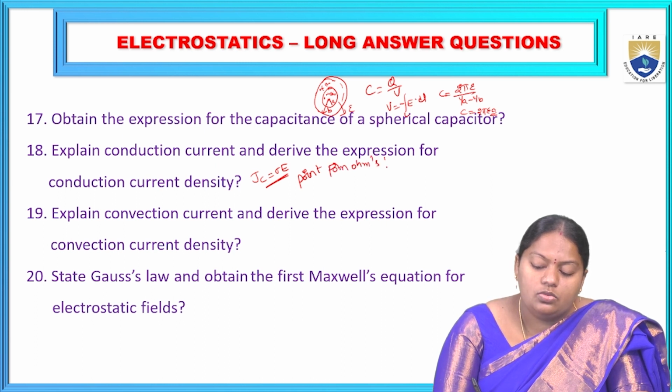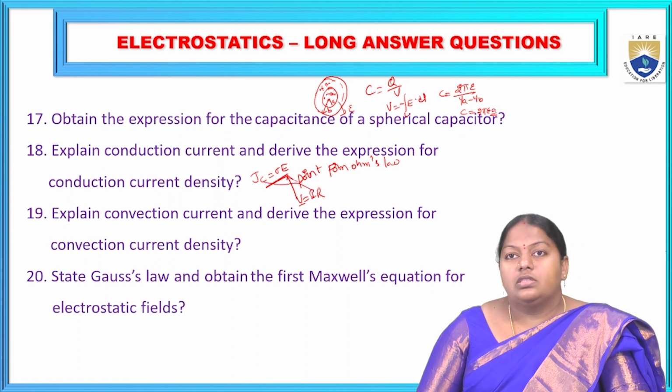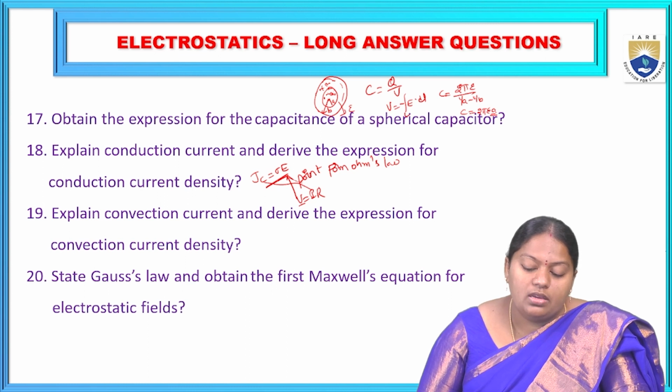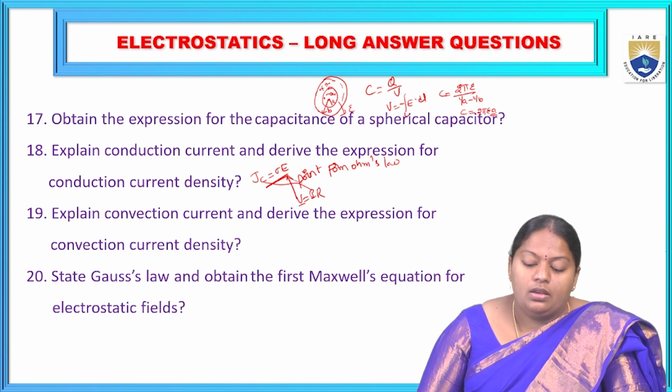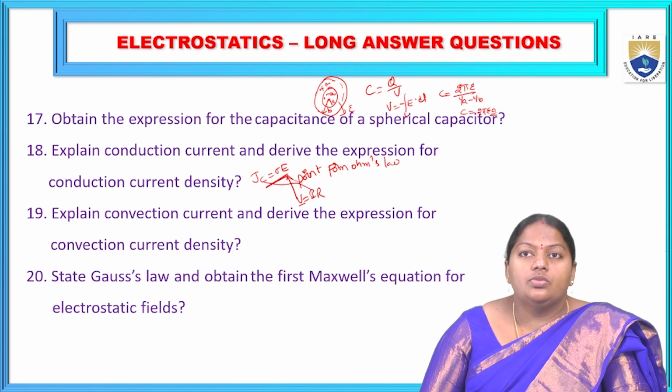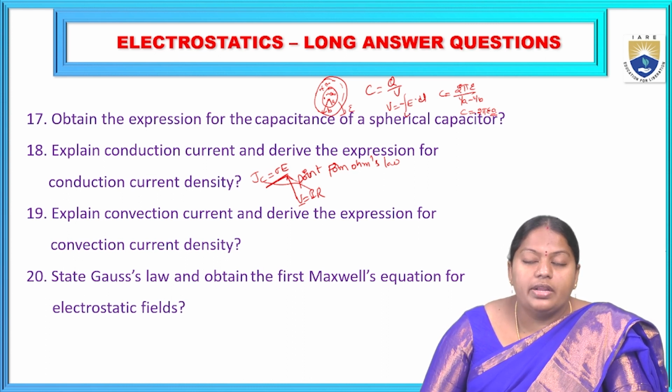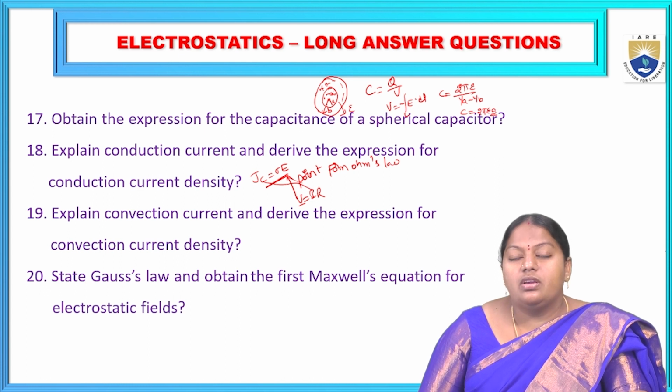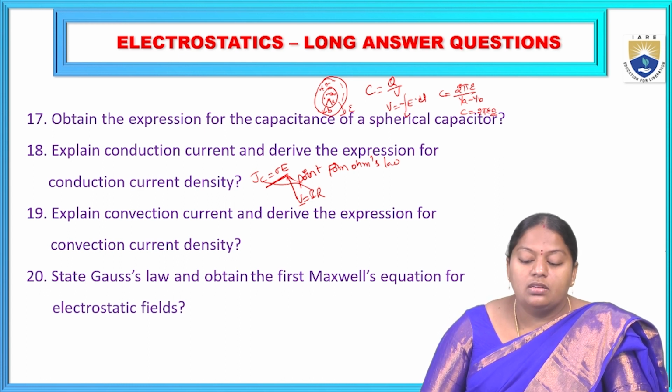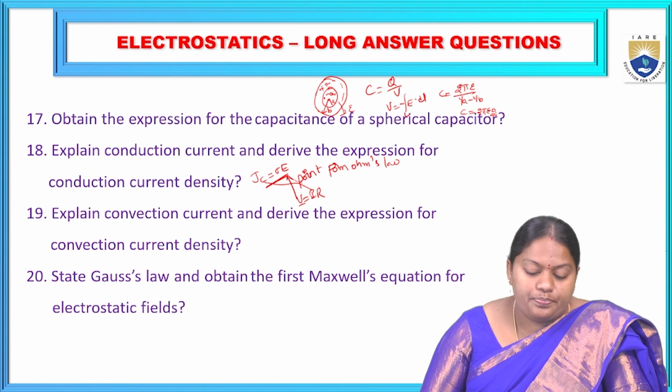How it is analogous to Ohm's law: according to V equal to IR, V is analogous to E, I is analogous to Jc, and R is analogous to 1 by sigma. So this is the way we can relate the point form of Ohm's law to the normal Ohm's law, and the equation for conduction current density, J equal to sigma into E, is called the point form of Ohm's law.